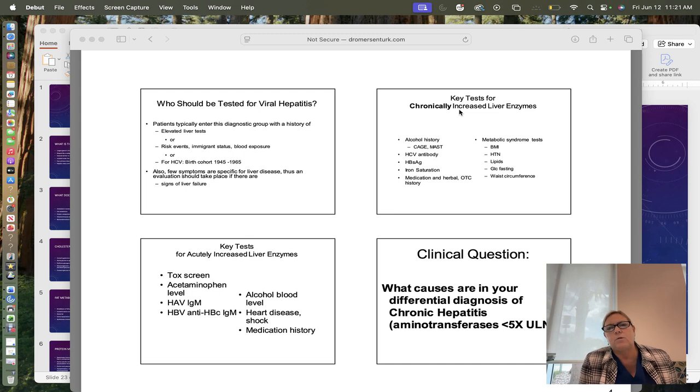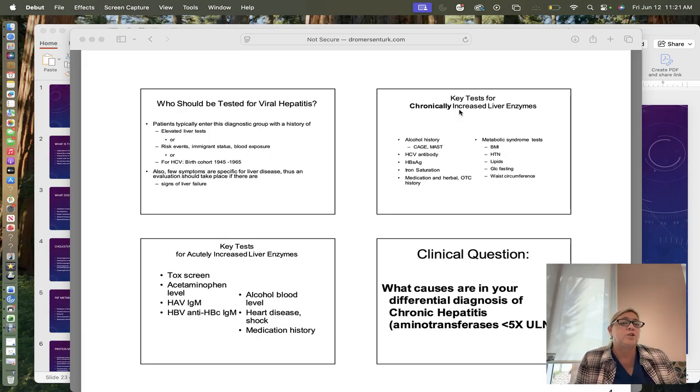And when we do the alcohol history, we do CAGE. C is, have you ever tried cutting back? A, do you get angry that people are always harassing you about alcohol? G is, do you feel guilty for drinking? And E, do you need an eye opener? So these are usually like a drink in the morning. These are usually questions we ask for risk. Also medication and herbals. Herbals can do it. We also want to check for BMI, hypertension, lipids, anything like that.